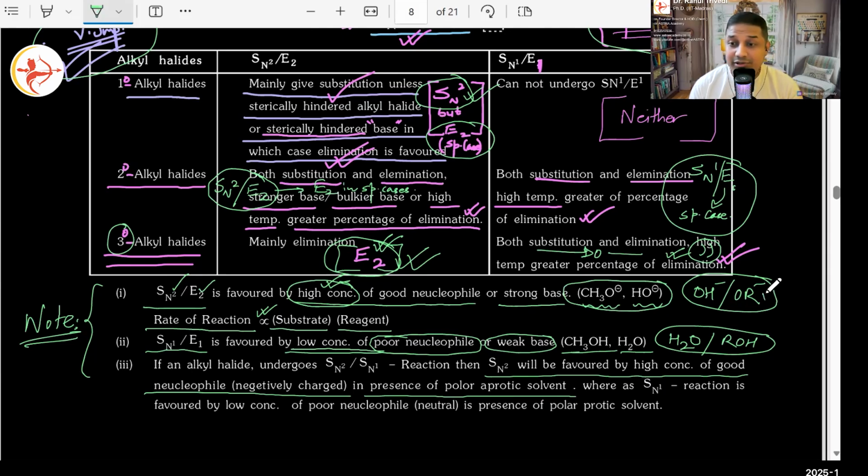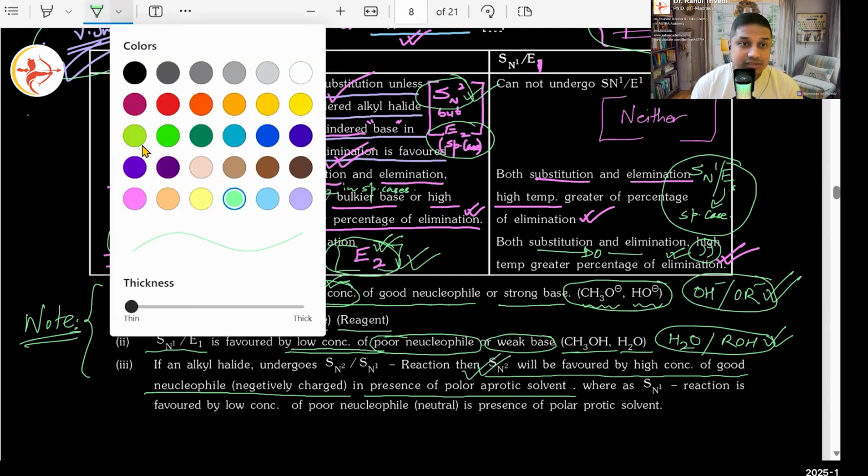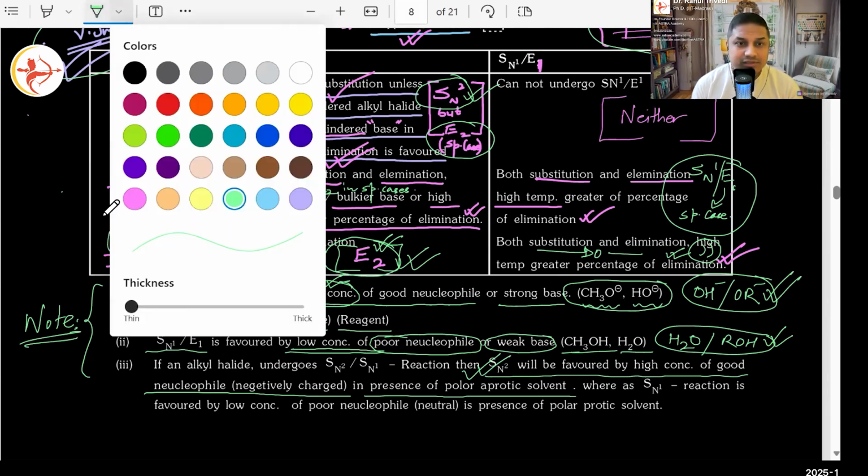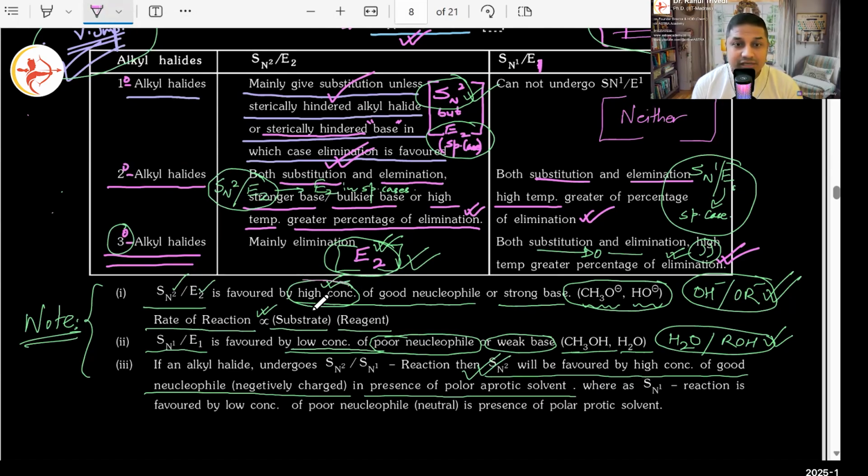The easiest one, in fact, this what I have written is much easier. OH minus or OR minus, do they have the replaceable hydrogen with them? No, they don't have. They are aprotic. At the same time, they are polar in nature. That is where it is written, SN2 is favored by whom? First thing first, high concentration. Let me change the color.